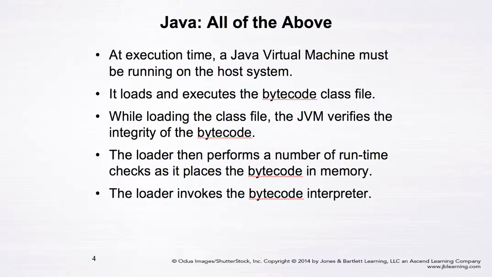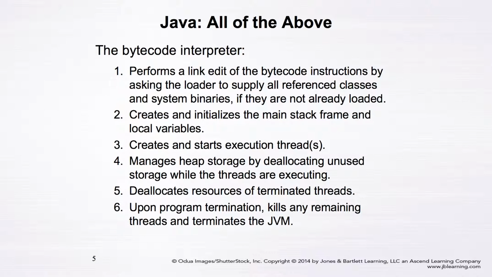So at execution time, a Java Virtual Machine must be running on the whole system. Basically, the JVM loads and executes the bytecode of the class file. While loading the class file, the JVM verifies the integrity of the bytecode. The loader then performs a number of runtime checks as it places the bytecode in memory, and also the loader invokes the bytecode interpreter. So basically, the bytecode interpreter performs 6 tasks.